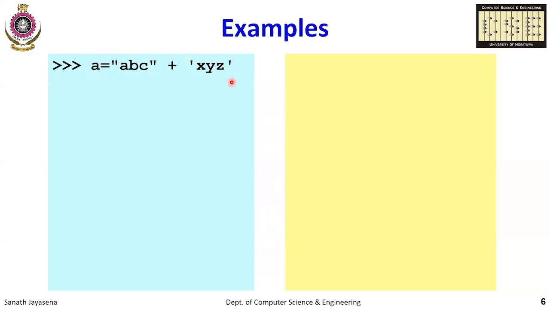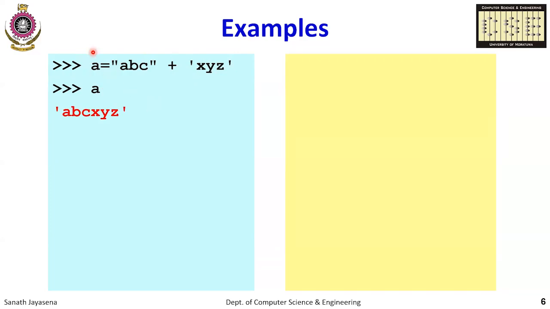So in Python, you can represent strings within either double quotation marks or single quotation marks. Either way, it's fine. And when I say A equals ABC string plus XYZ string, does it make sense? What is plus? If I give a Python statement like this and hit enter, if there was an error, it will complain, but there was no error here, so it accepted it, right? And when I type A again, it will give the value of A.